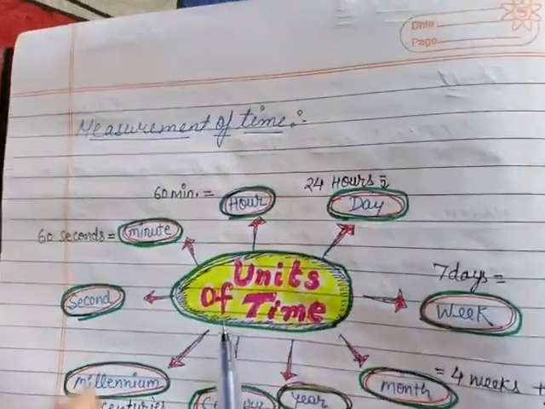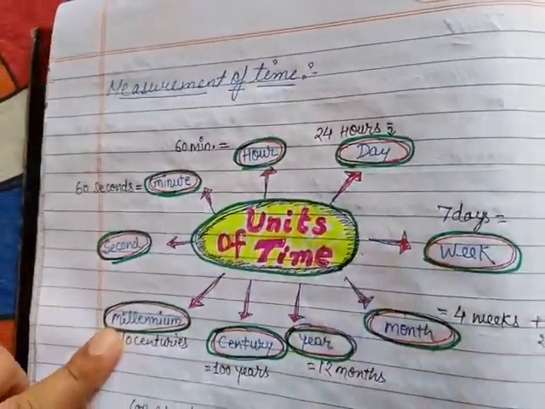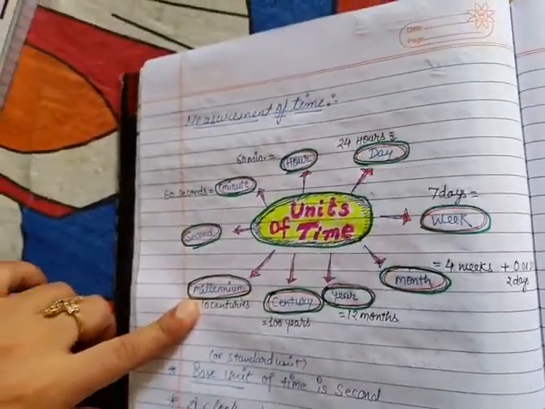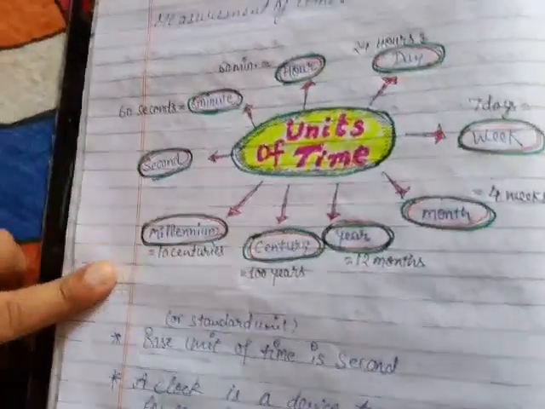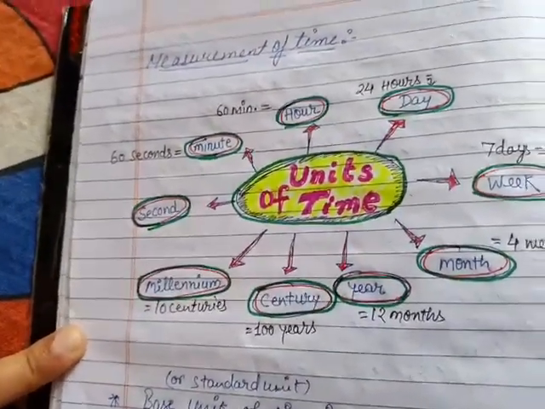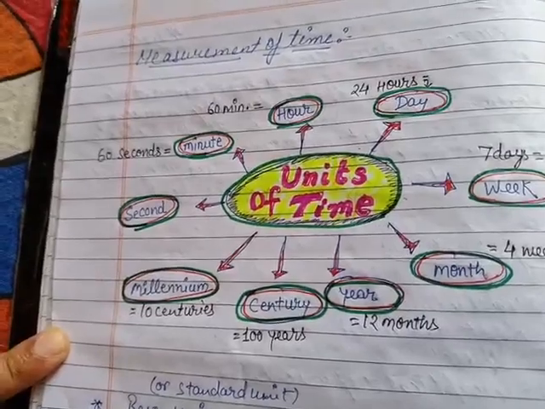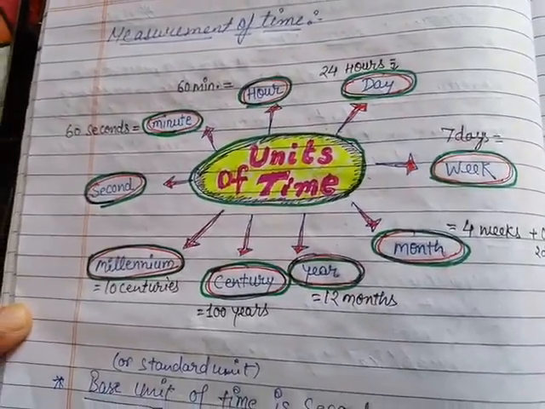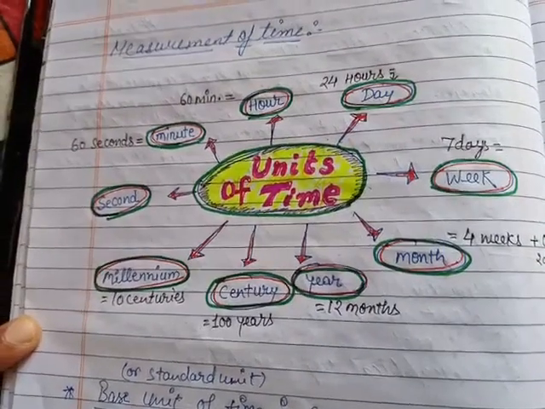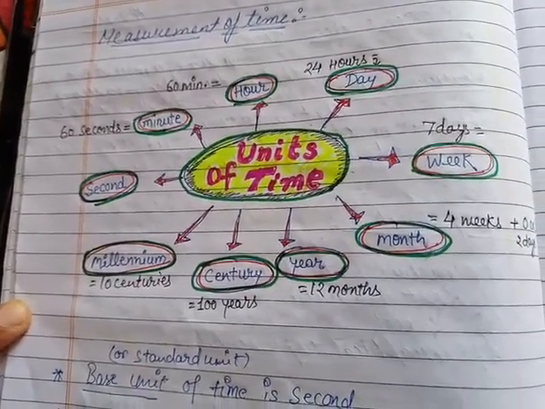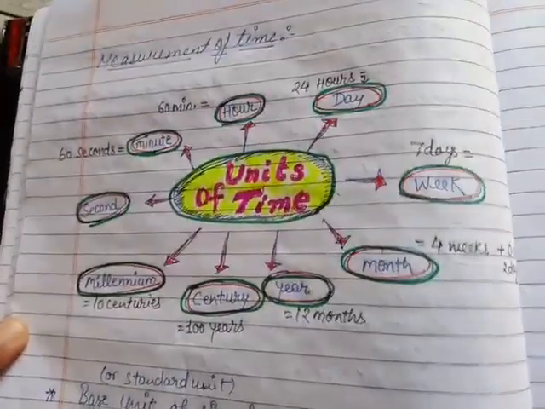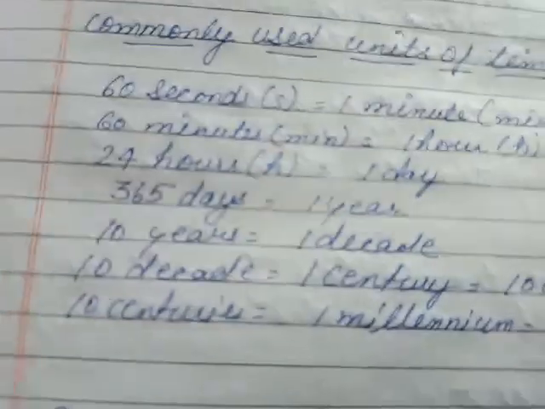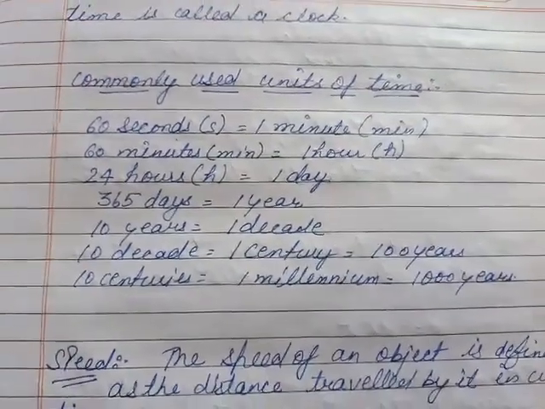Measurement of time. Unit of time: 60 seconds equal 1 minute, 60 minutes equal 1 hour, 24 hours equal 1 day, 365 days equal 1 year, 10 years equal 1 decade, 10 decades equal 1 century equal 100 years, 10 centuries equal 1 millennium equal 1000 years. Base unit of time is second.